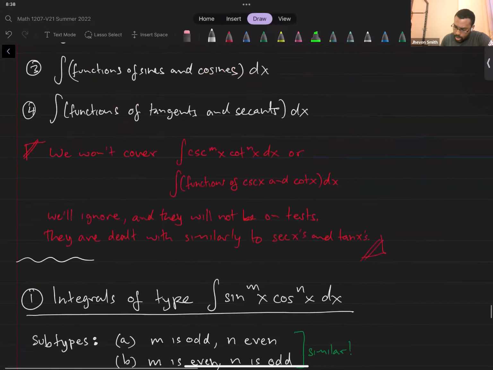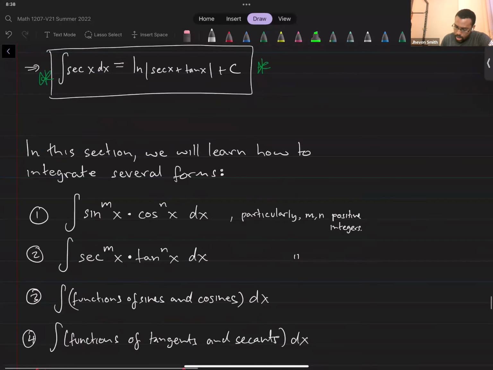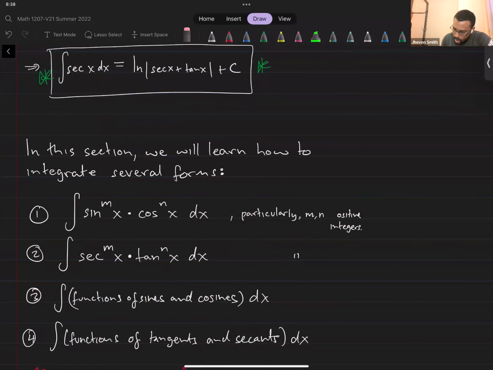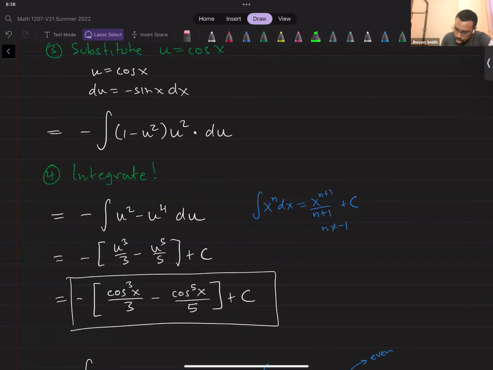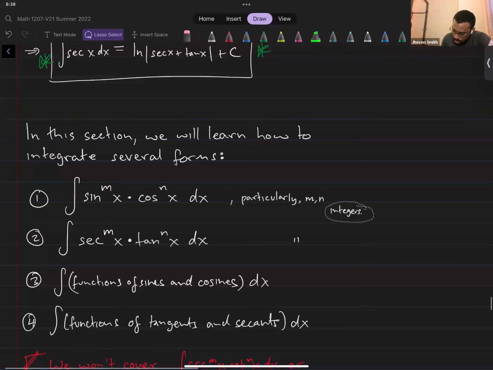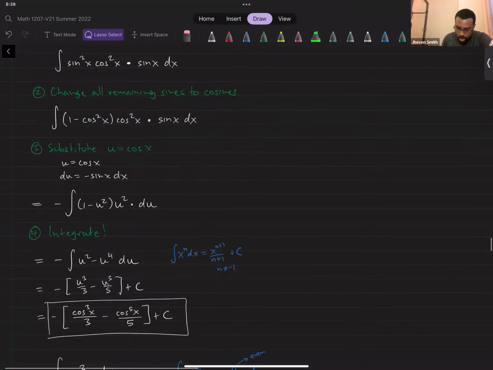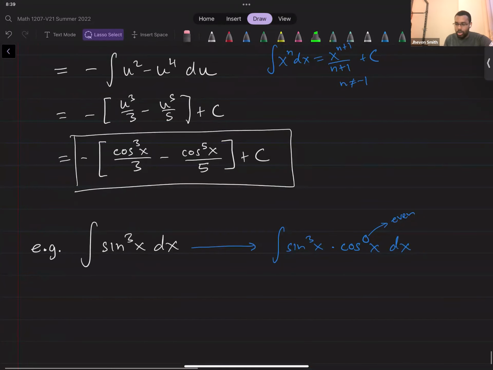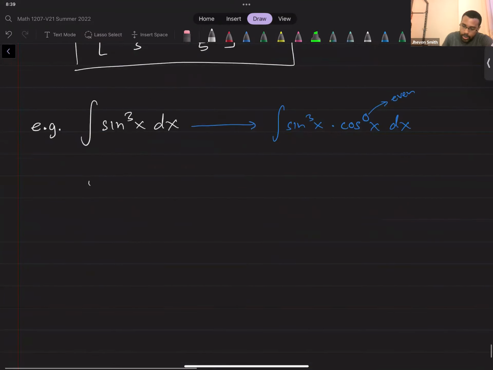Which tells me that you don't really need positive integers here, just integers. Because 0 just means that 0 is possible. It just means that one of the trig functions won't be visible. And negative just means this thing moves into the denominator and you have some sort of rational integral to do. So it can work for all integers.